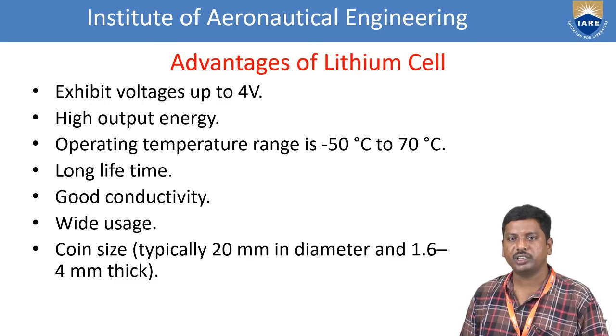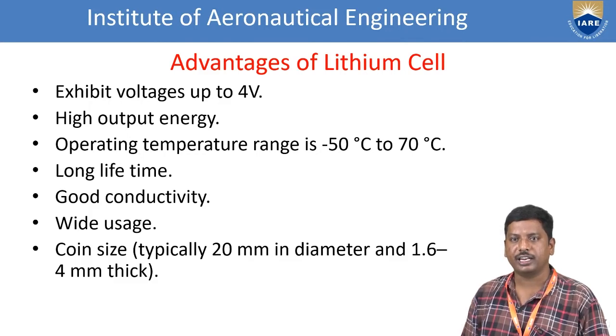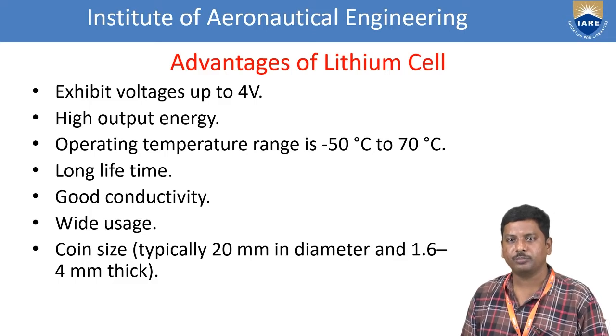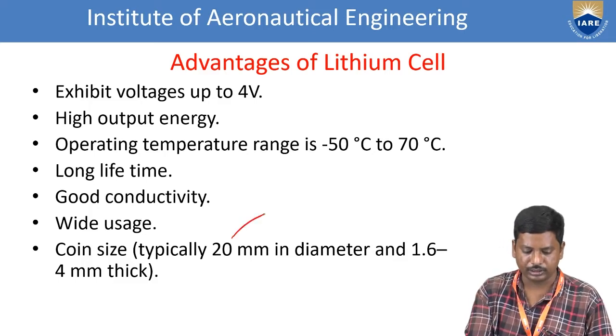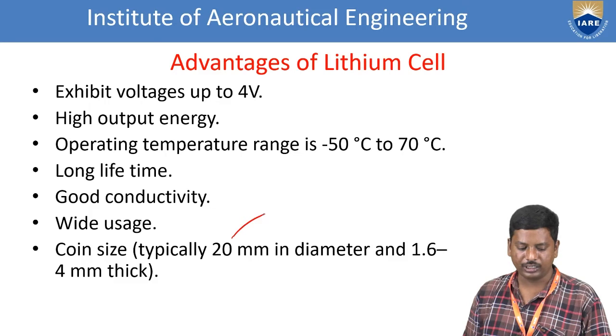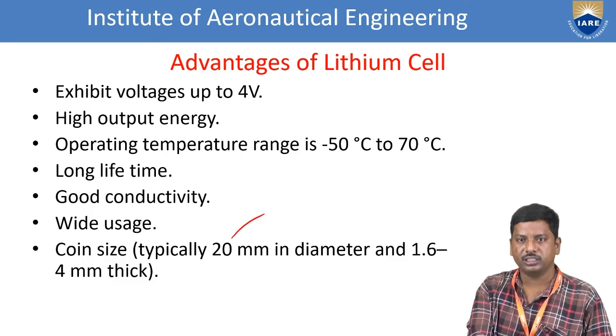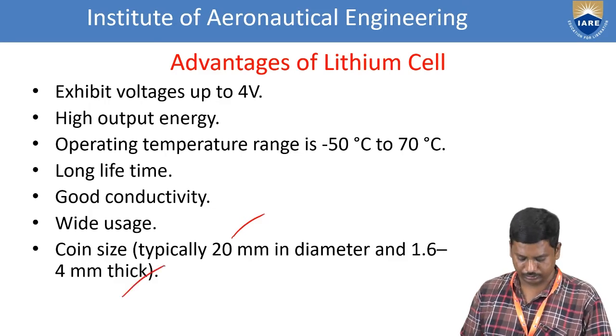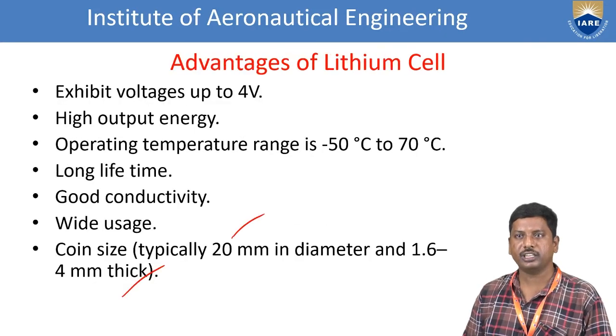Coin size batteries typically have a diameter of 20 millimeters and a thickness of 1.6 to 4 millimeters. The dimensions are very important: 20 millimeters in diameter and 1.6 to 4 millimeters in thickness. So this is about the advantages of lithium cells.